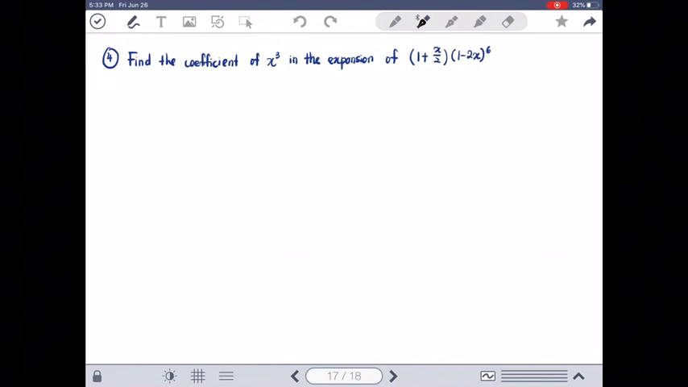Okay, now let's have a look at one more example. Find the coefficient of x to the power of 3 in the expansion of (1 plus x over 2) multiplied with (1 minus 2x) to the power of 6.